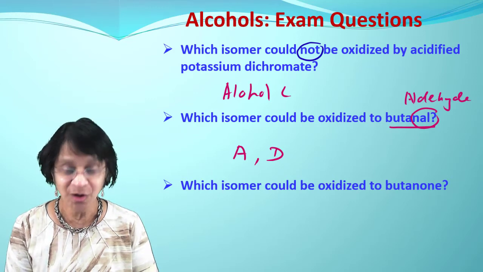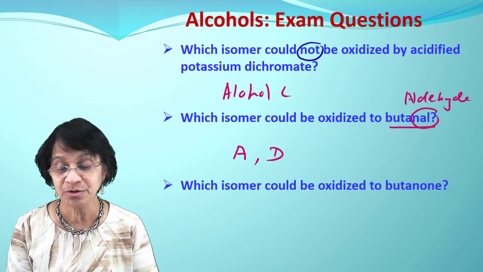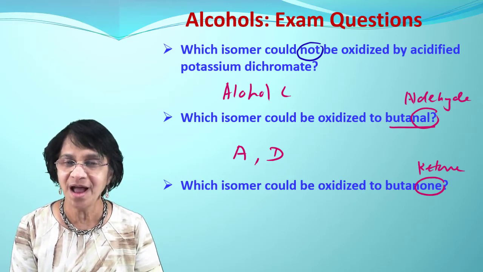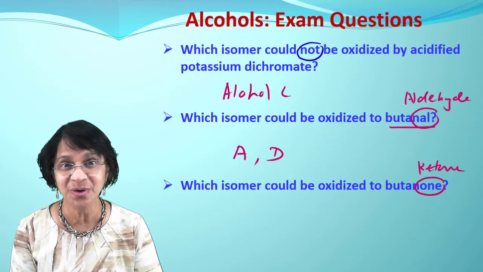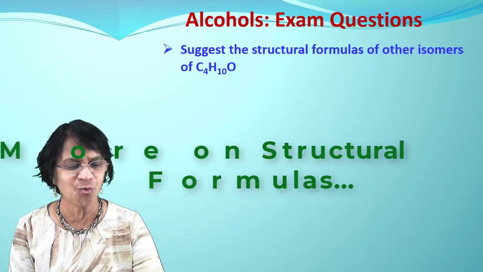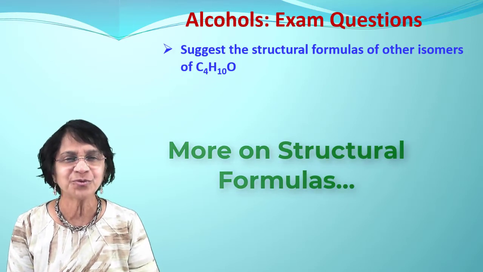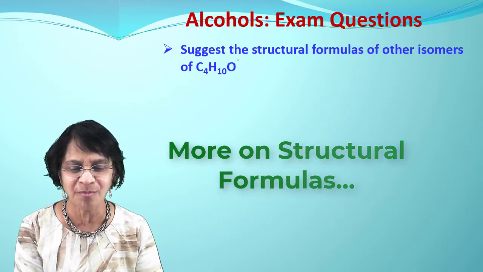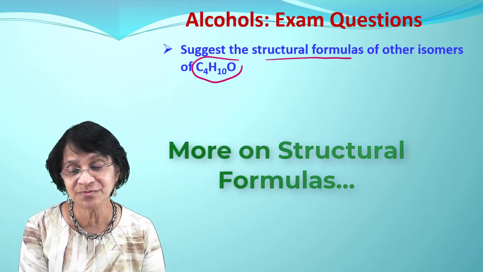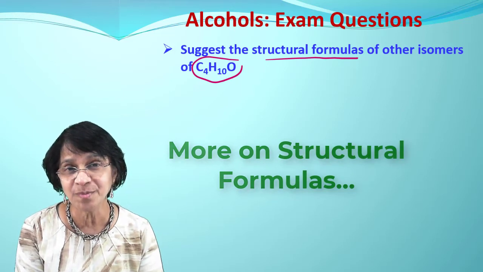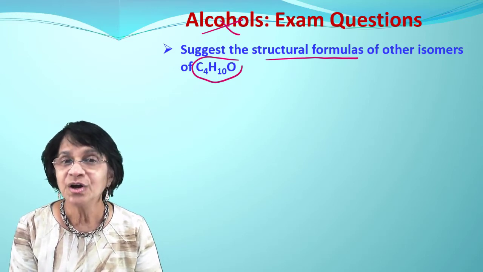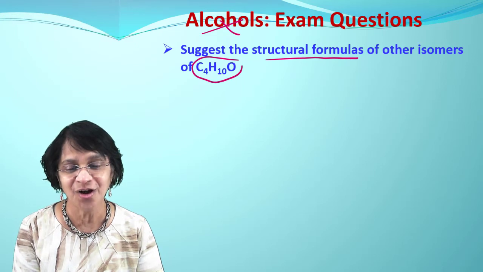Moving on to the next one. Which isomer could be oxidized to butanone? That is the ketone. There was only one alcohol which could be oxidized to a ketone. Which was that? That was alcohol B. Let's do one more quick thing. If you had been given the molecular formula, but now I'm saying write down structural isomers for any other type of compound, that means it may not be an alcohol. It could be anything else. Again, it's a question of changing the seating chart.